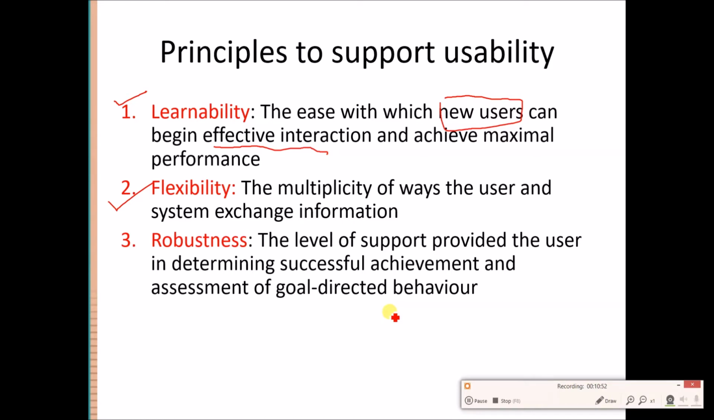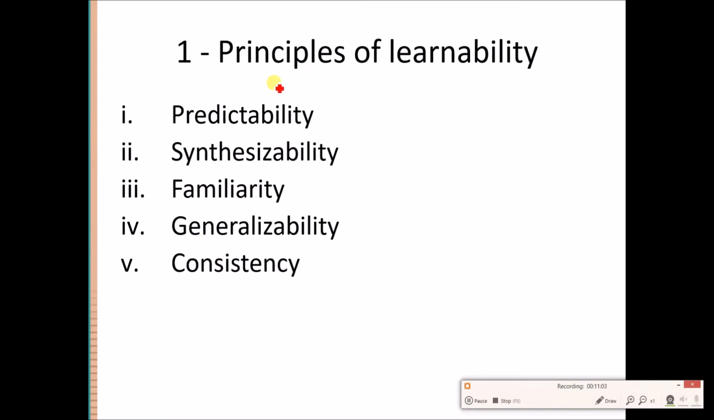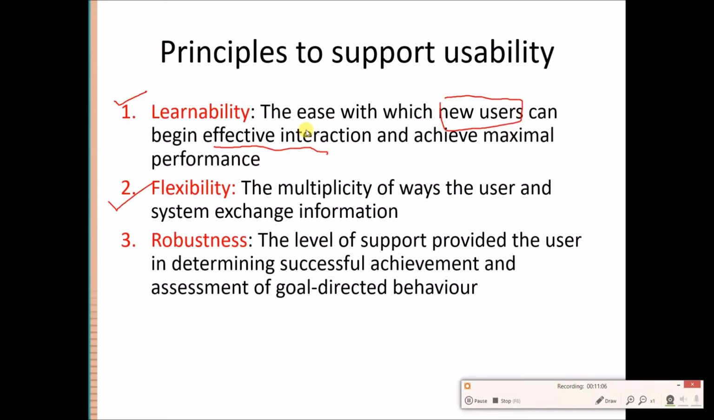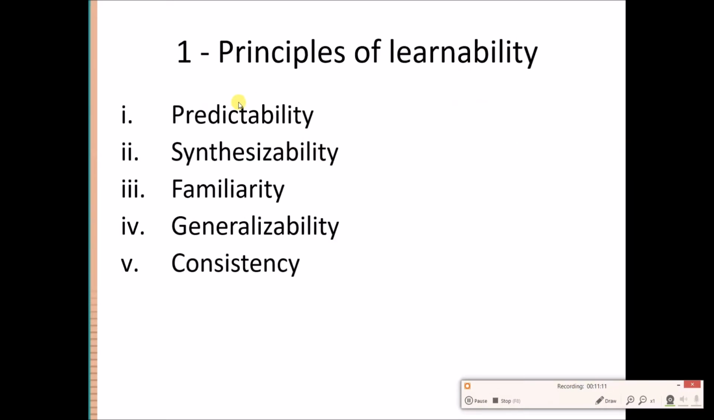Now we are going to discuss these principles that support usability in much more detail: learnability, flexibility and robustness. First we discuss the principles of learnability. Here we are not discussing usability directly; first we come to learnability. Within learnability there are more principles: predictability, synthesizability, familiarity, generalizability and consistency. We will discuss each of them one by one.